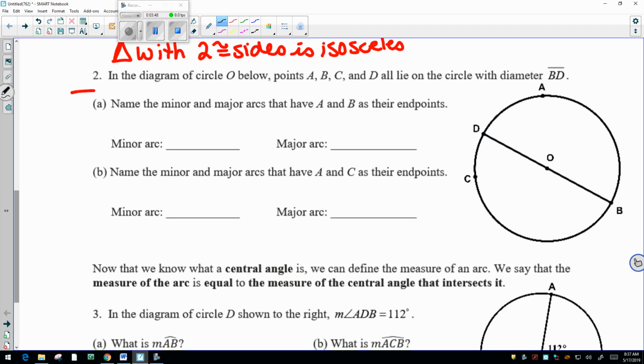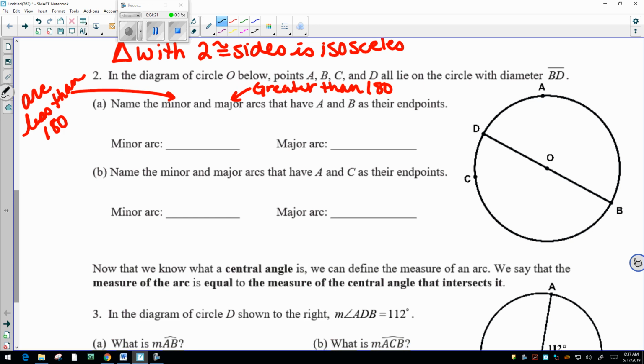Okay, so a minor arc is going to be an arc that is less than 180. And a major arc is now going to be an arc that is greater than 180. So then you might say, well, what is it if it's 180? It's a semicircle. Okay, so we're going to name the minor arc, thinking something less than 180 that has A and B as its endpoints.